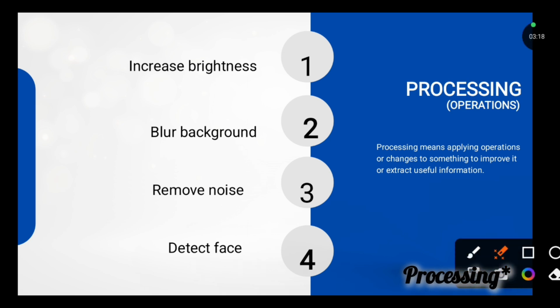Processing means operations. When we perform some operation on an image, that is called image processing. These operations can be increasing brightness, blurring the background, removing noise, and detecting a face. When we apply all these operations on an image, that is called image processing.